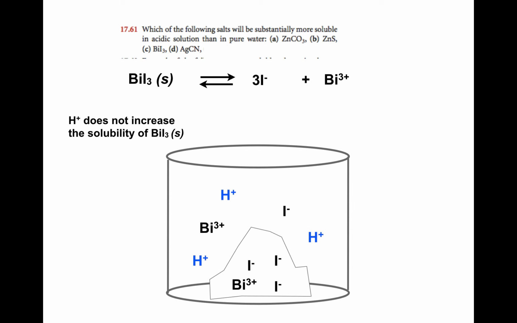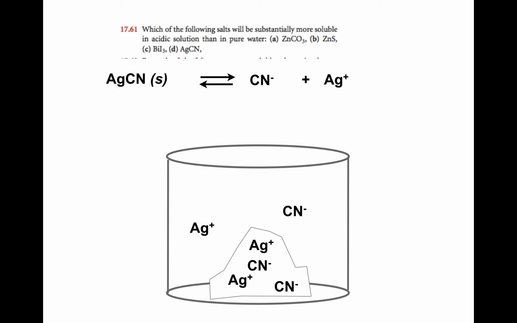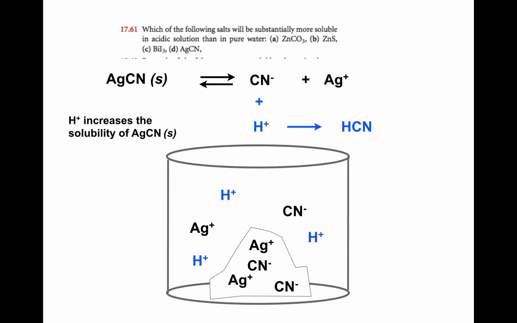Silver cyanide will, though. Cyanide is the conjugate base of hydrocyanic acid. Putting H plus ion in here will take it out of this equilibrium, shifting it forward towards the products, increasing the silver concentration as the cyanide concentration goes down.